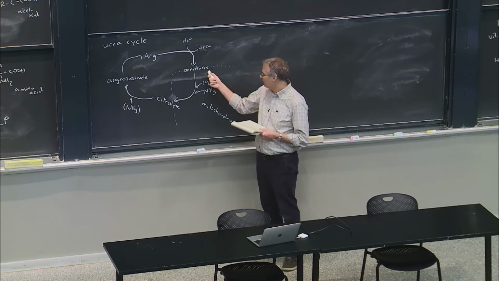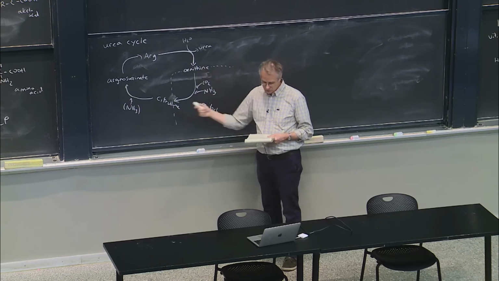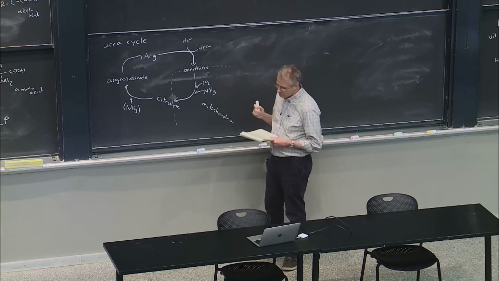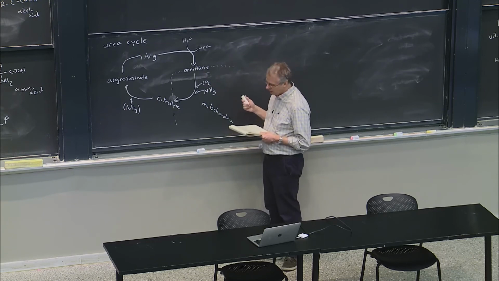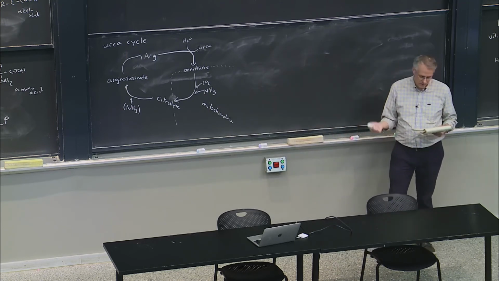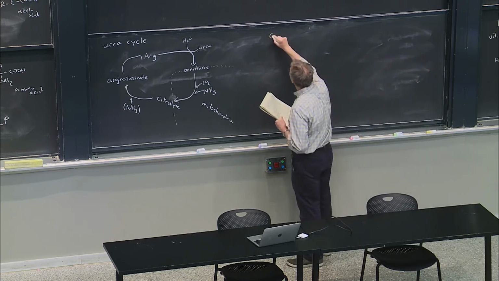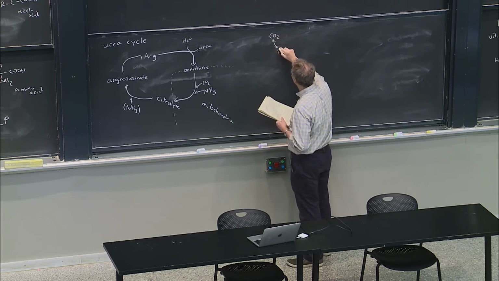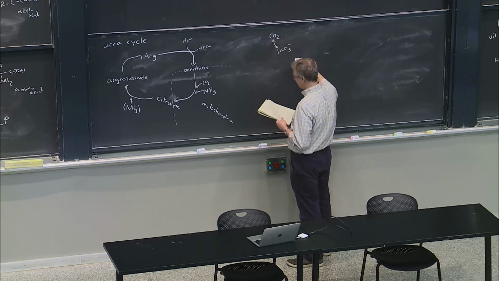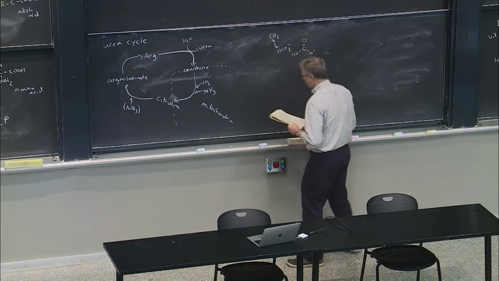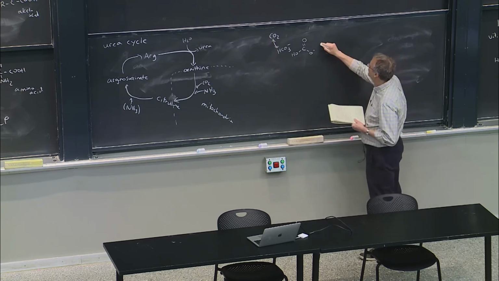Now let's go through the details of how this works. And we're going to start here in the mitochondria at this ornithine to citrulline reaction. So it turns out the first part of this is generating a molecule referred to as carbamoyl phosphate. I'll write that out in a second. And so this comes from CO2, which of course is in equilibrium in cells with bicarbonate, okay? Okay, so there's bicarbonate.